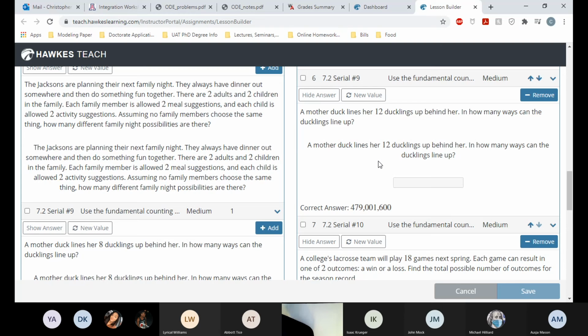In other words, to solve this, you would do 12 times 11 times 10 times 9 times 8 times 7 times 6 times 5 times 4 times 3 times 2 times 1, which is 479,001,600.